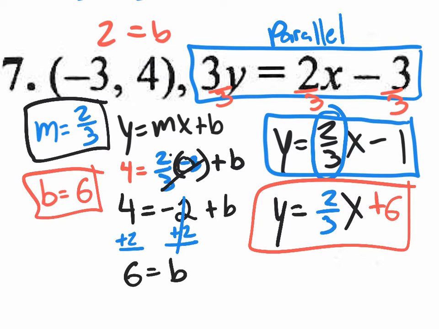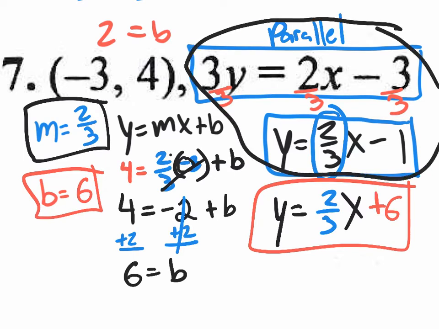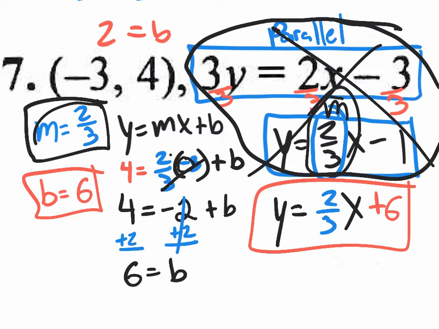Now, keep in mind, guys, this equation that I modified, all I wanted that for was to find the m. I don't need it anymore. The only thing I needed it for was to find the m. Once I find the m, I have my m because I know it's parallel. And then I can find my b by plugging my m, my x, and my y all into y equals mx plus b, so that I can write it in slope-intercept form.